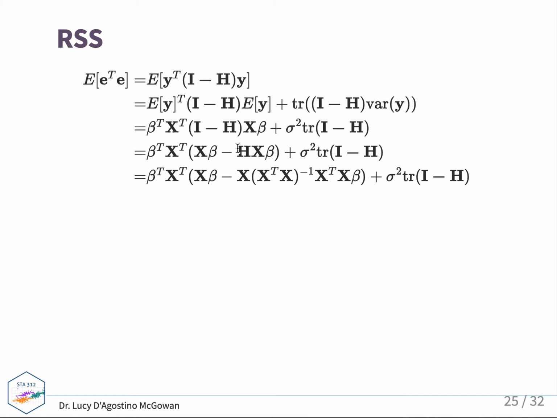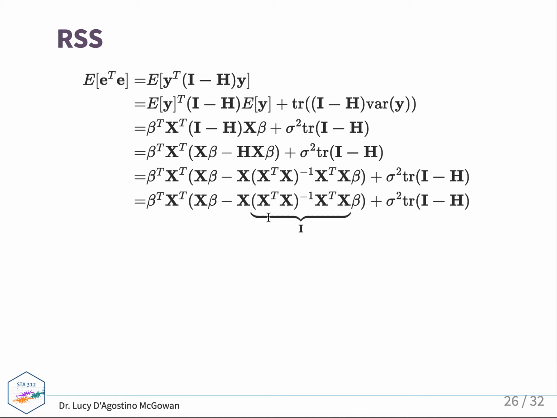Okay, now let's expand this out a little bit so we can see what's actually going on here. So now I'm just expanding this H term, this hat matrix. Instead of writing H, I'm going to plug in x times x transpose x inverse, x transpose, times x beta. And let's look a little more closely at this part right here. On the inside here is x transpose x inverse times x transpose x. And so that's just going to be the identity matrix, because when you multiply a matrix by its inverse, you end up getting the identity.